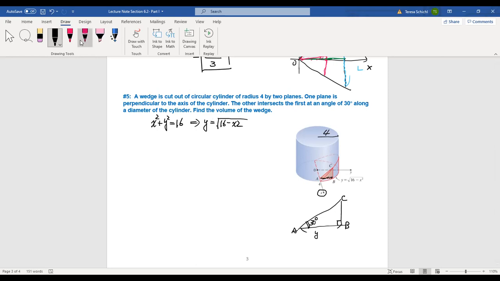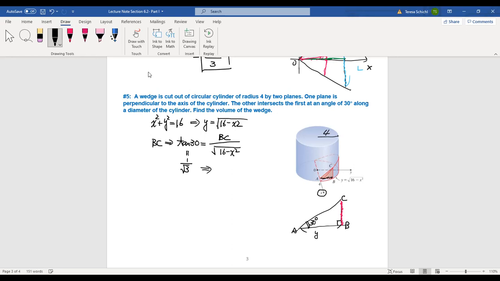Now the next thing, I need to find the height, BC. If I find this height, then I can find the area. So what is BC here? This is the height, right? BC is the opposite side for the 30 degrees. So I know tangent 30 is equal to opposite over adjacent, right? So it's BC over y, and y is the square root of 16 minus x squared. And I know tangent 30 is 1 over the square root of 3, correct?